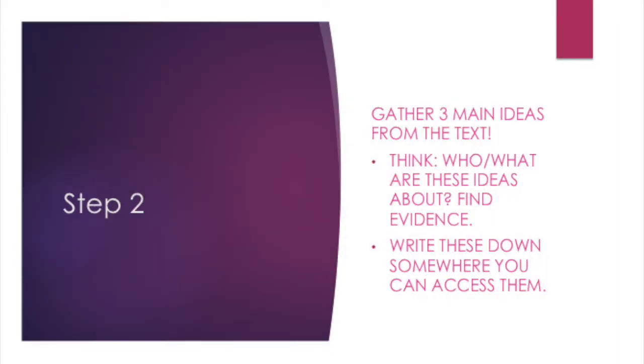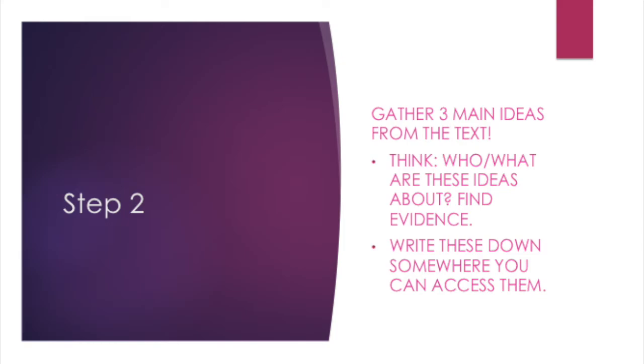Step 1, we need to read the text. Duh. Step 2, gather 3 main ideas from this text. When you're looking for these 3 main ideas, think about what the ideas are about, find evidence and supporting details that show you that they're the main ideas, and then write these down somewhere you can access them, because we will use these to create the dialogue.